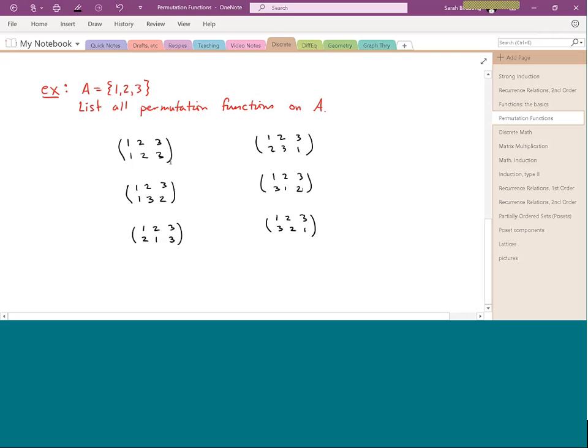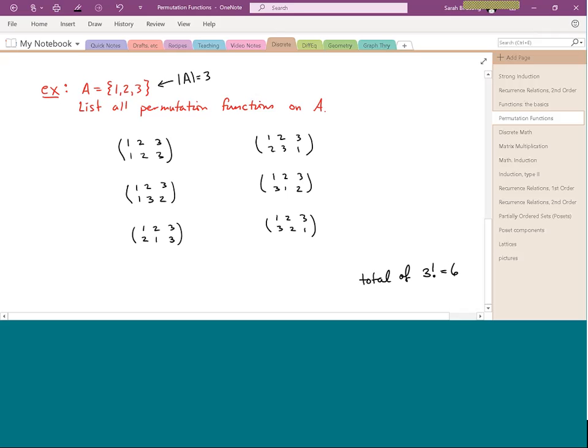The assumption here that we were making is we had to rearrange all 3 numbers, so that meant we had to use all 3 numbers. And since there were only 3 positions, if you use all 3 numbers, you have to use each number exactly once, which means there is a total of 3 factorial, or 6, permutation functions on a building set that has 3 elements.